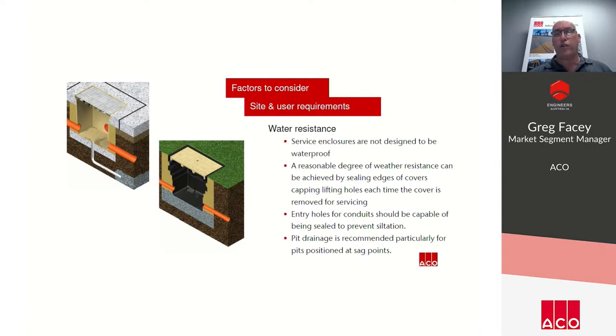Entry holes for the conduit should be capable of being sealed to prevent siltation. And pit drainage is recommended, particularly for pits positioned along SAD points. If a high level of water tightness is required, a ductile iron cover sealed with grease would probably be the next best option, and we'll explore those covers shortly.